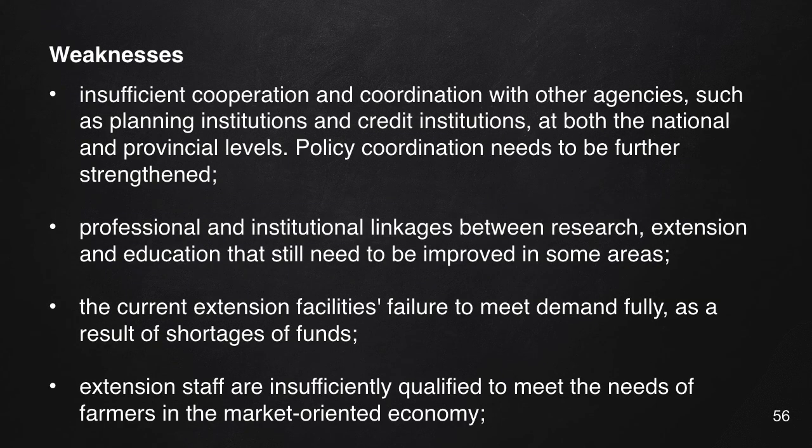The weaknesses of the extension system in China include insufficient cooperation and coordination with other agencies such as planning institutions and credit institutions at both the national and provincial levels. So policy coordination needs to be further strengthened. The professional and institutional linkages between research, extension, and education still need to be improved in some areas. The current extension facilities fail to meet demand fully as a result of shortages of funds. Extension staff are insufficiently qualified to meet the needs of farmers in the market-oriented economy.